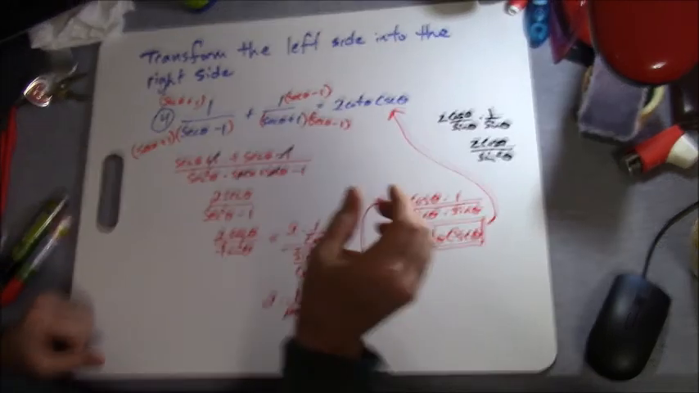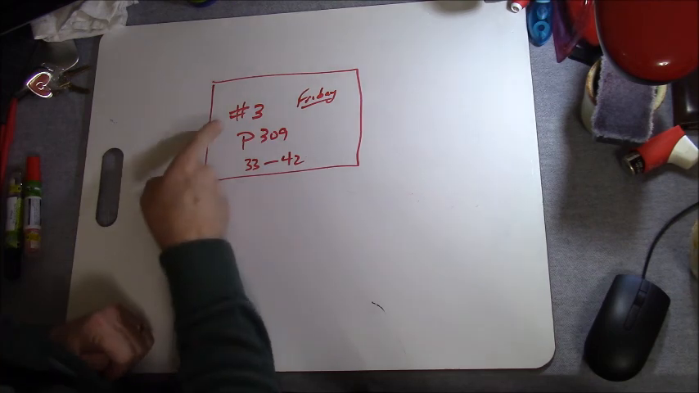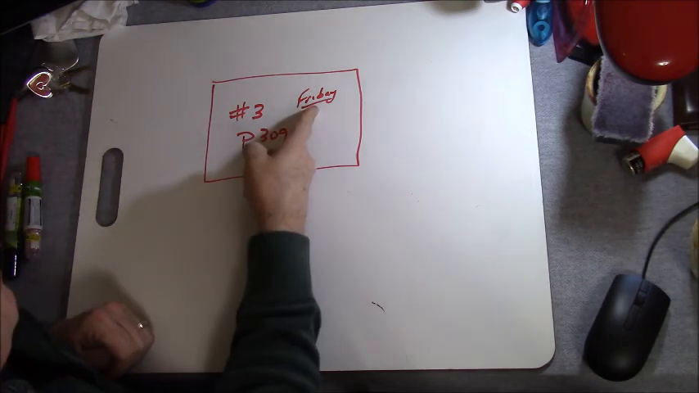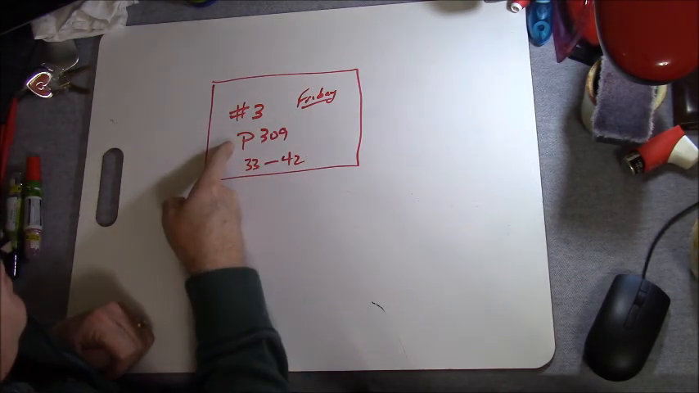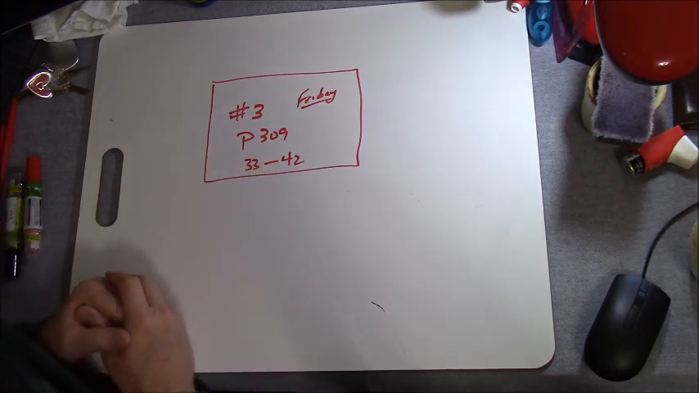All right, let me get you guys a homework assignment. All right, here we go. So assignment number 3. This is the end of week 3. This is our Friday piece. We've got page 309. We're doing 33 to 42. We'll do all of those.